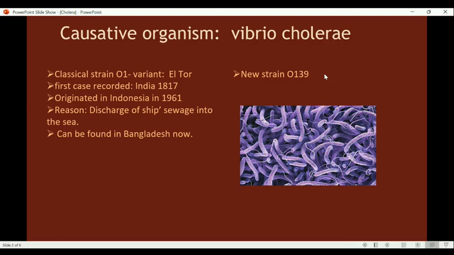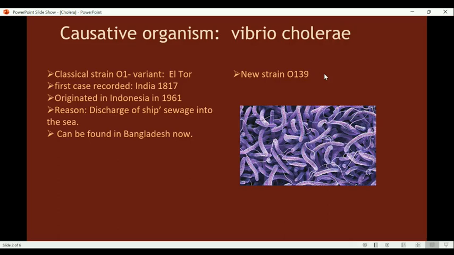However, after about 40 years since 1923, the 7th pandemic rose again and became an outbreak in 1961 in Indonesia. The pandemic then spread to India, Italy, South America, and Peru. The reason for this outbreak was the discharge of the ship's sewage into the sea without going through any sewage treatment. Nowadays, Vibrio cholerae O1 can be found in Bangladesh.